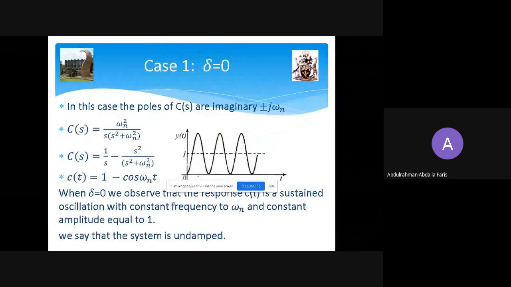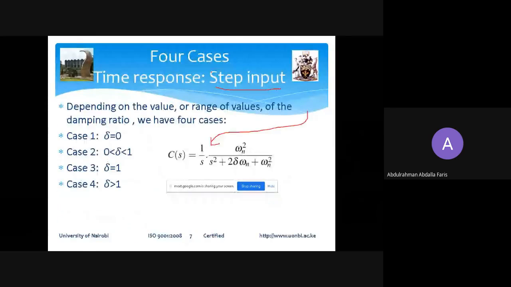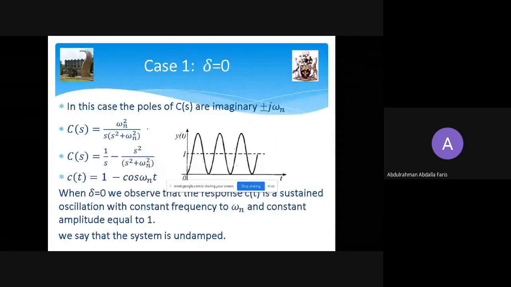So when delta is equal to 0, it means we'll have s squared, so this will go off. When delta is equal to 0, we'll have s squared plus omega n squared multiplied by this. So this will go to 0. So we'll have something like this.